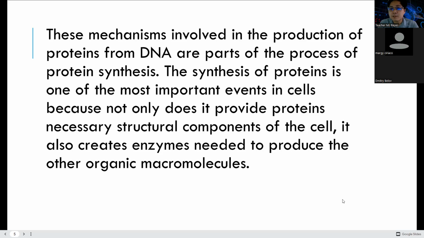The synthesis of proteins is the most important event in cells, because not only does it provide protein necessary for the structural component of the cell, it also creates enzymes, the enzymatic activity, the enzymes needed to produce the other organic macromolecules. We are actually made up of micro and macromolecules.